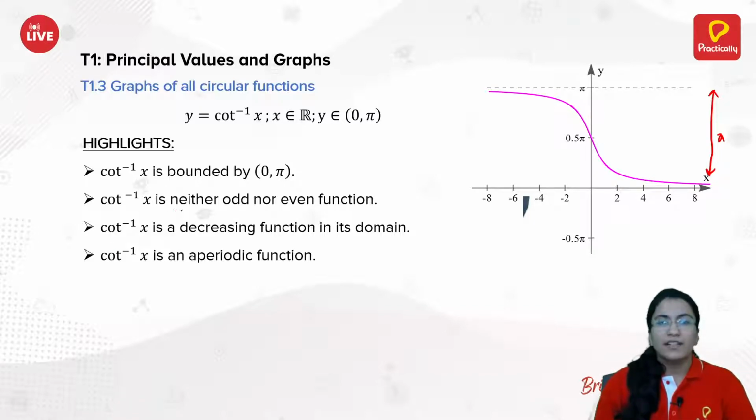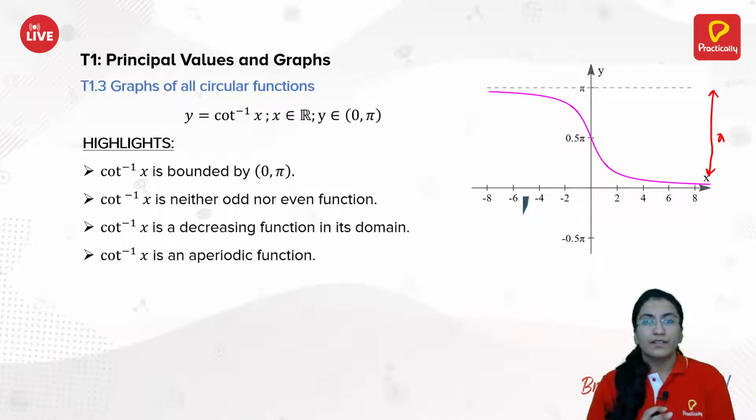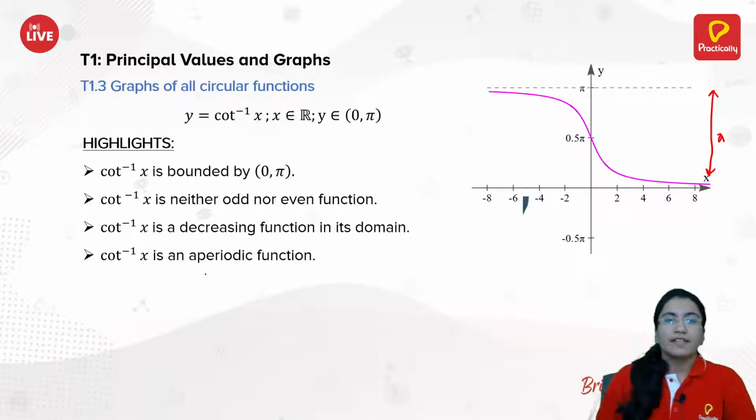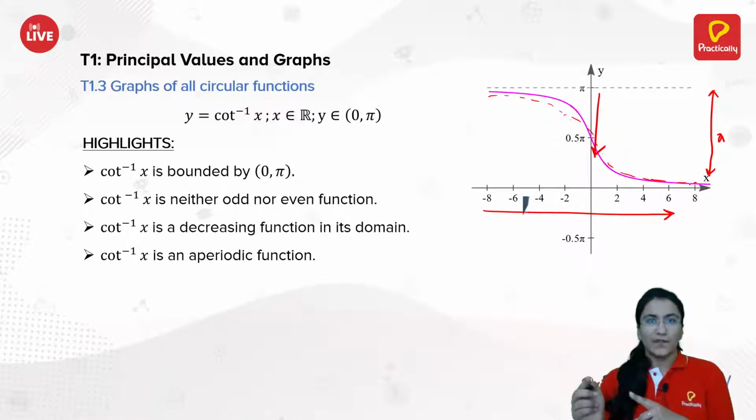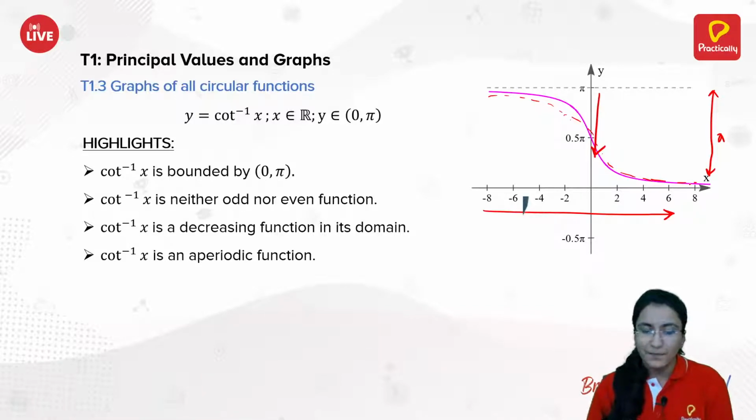Next is cot inverse x is neither an odd nor an even function. This is neither symmetric about the origin nor symmetric about the y-axis, so it will not be an odd function, nor will it be an even function, right? Cot inverse x is a decreasing function in its domain. You can see that as the value for x increases, the value for y is decreasing. You can see that it is coming downwards. That means if you are increasing the value of x, the value for y is decreasing. So it's a decreasing graph.